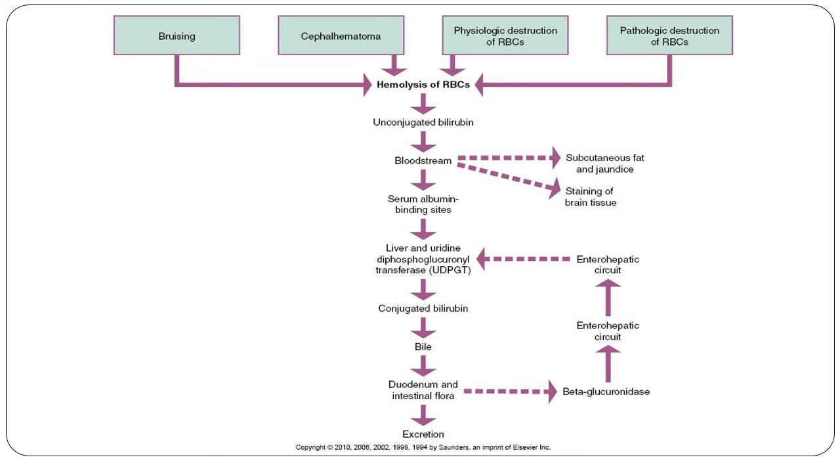So the poor little liver can be bombarded by all kinds of blood cells that are being reabsorbed because the baby had some bruising during delivery or had a cephalohematoma, or just the normal breakdown of the fetal blood cells. Or you can have pathological destruction, as in ABO incompatibility or Rh incompatibility. So as you can see, we kind of go down the little garden path.